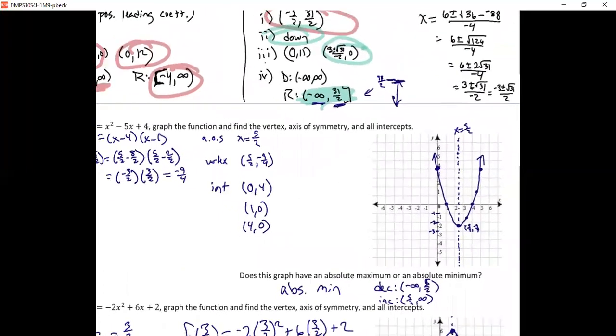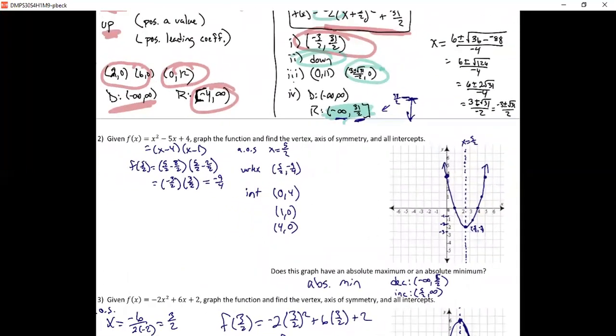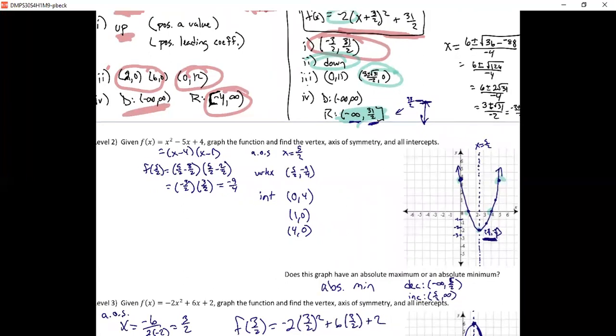What I like to do here is find my vertex. So my vertex has to be one of the specific points, and then both x-intercepts, and then the y-intercept, and what I call the symmetric point. The symmetric point is on the other side of the axis of symmetry. So how did I get all this information?